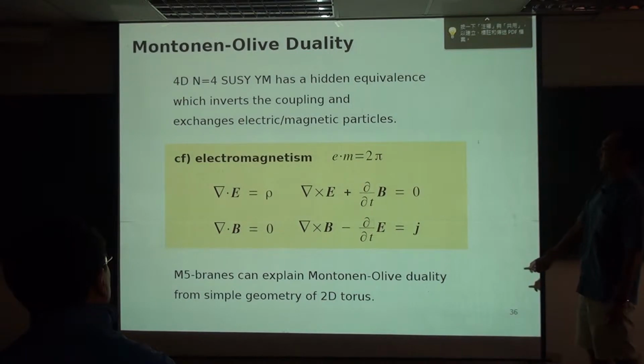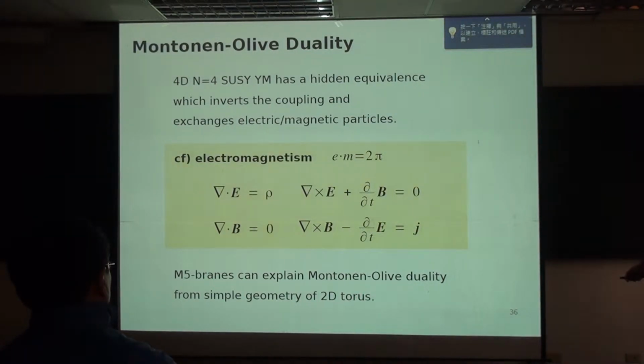And what we observed about the M5 brane in the previous transparency is just the explanation of this Montonen-Olive duality. For this, Yang-Mills is Montonen-Olive dual because the world volume theory of M5 brane compactified on S1 plus S1 doesn't depend on the order of compactification.